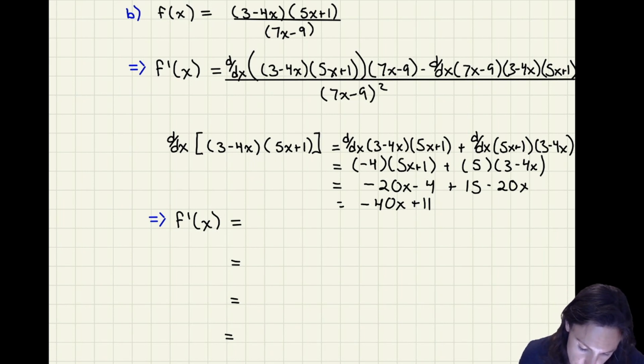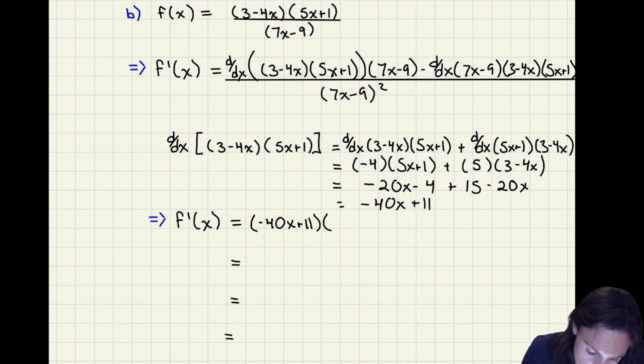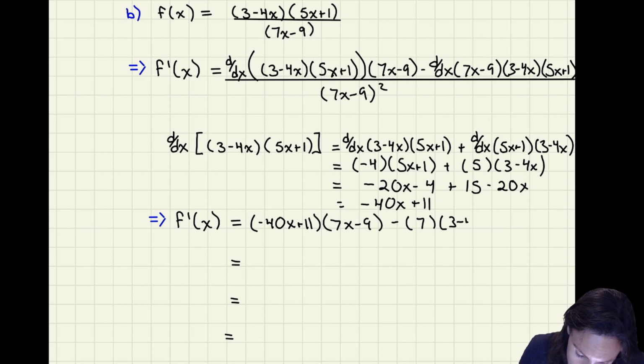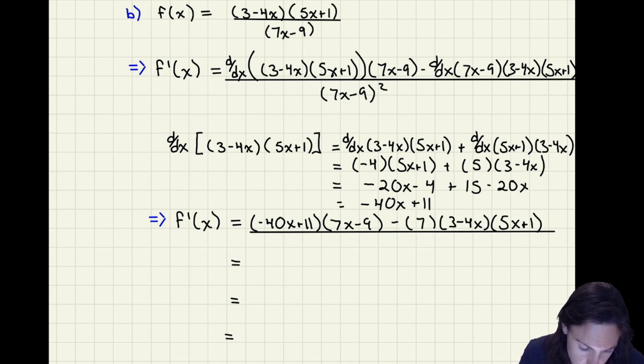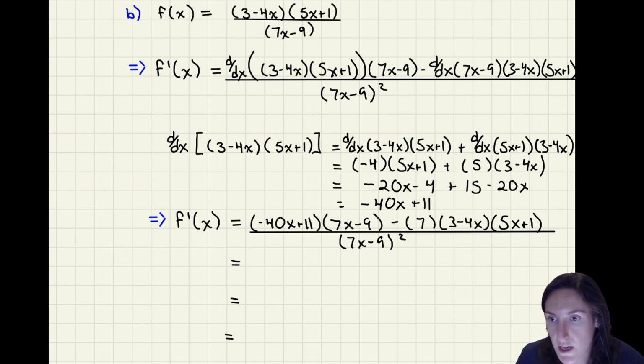So for that very first term, I'm going to have, put brackets here, minus 40x plus 11. So that's the derivative of the top. The bottom is 7x minus 9. Minus the derivative of the bottom would just be 7 times 3 minus 4x times 5x plus 1. And then all this is going to be divided by the bottom squared. So 7x minus 9 all squared.